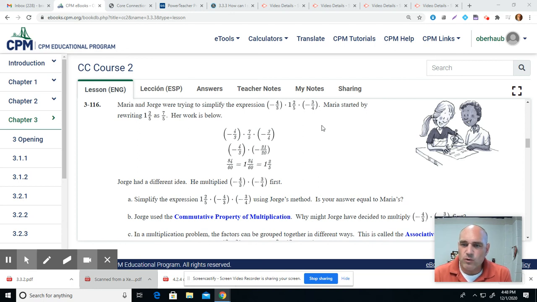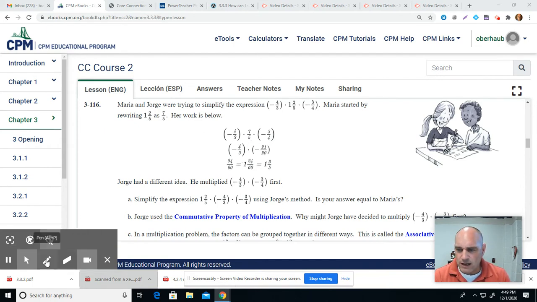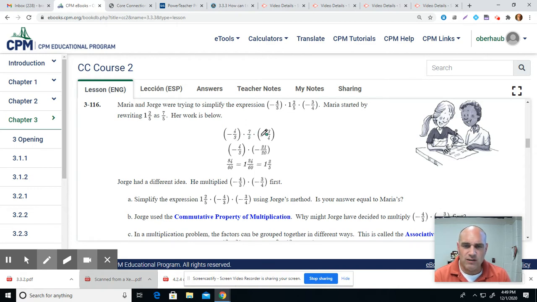Question 116. Maria and Jorg are trying to simplify this expression, negative 4/3 times 1 1/2 times negative 3/4. Maria started by rewriting 1 1/2 as 7/5. So as we always talk about, she changed her mixed number to an improper or top-heavy fraction. Then when I look at this problem, it looks like she multiplied, since this is multiplication, the order doesn't matter.